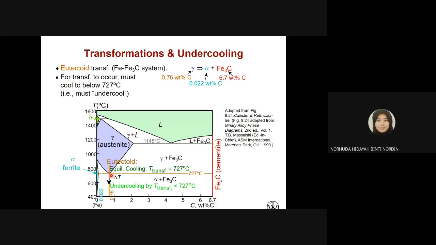For the eutectoid transformation to occur, we have to cool it below 727. So here, at this point, you have to cool it very fast to get this phase. We call it undercool. So this is the equation, and the composition of the eutectoid is 0.76.